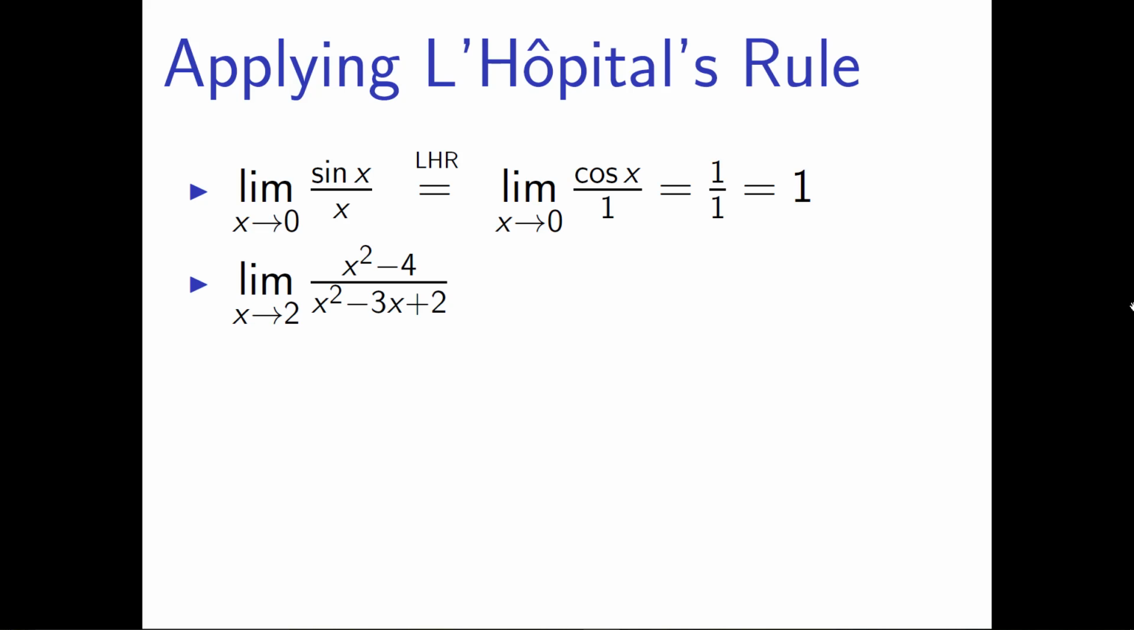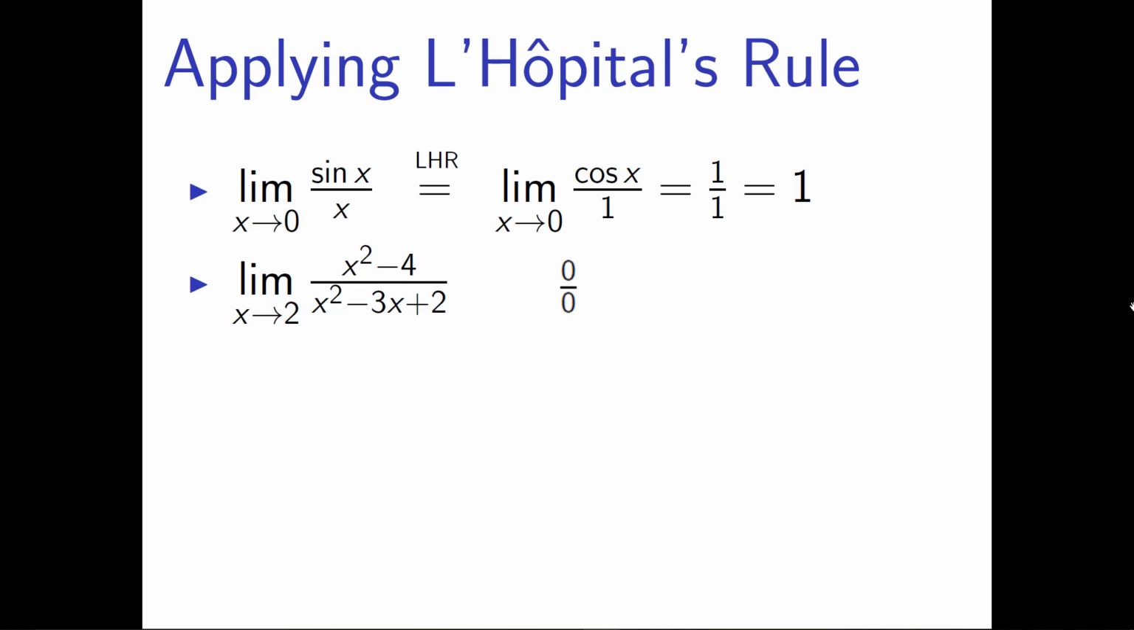Okay, let's take one more example. Let's take the limit as x approaches 2 of x squared minus 4 over x squared minus 3x plus 2. If we try plugging in 2, we get 4 minus 4 in the numerator, which is 0. We get 4 minus 6 plus 2, which is also 0 in the denominator. So again, we have this 0 over 0 form.